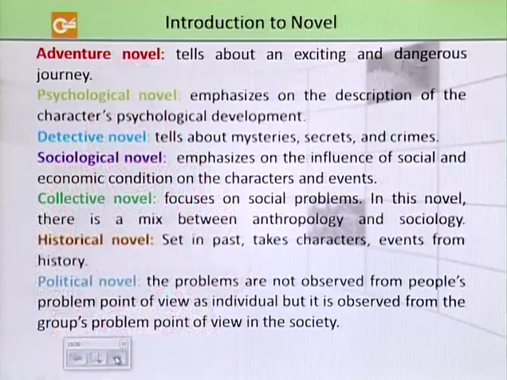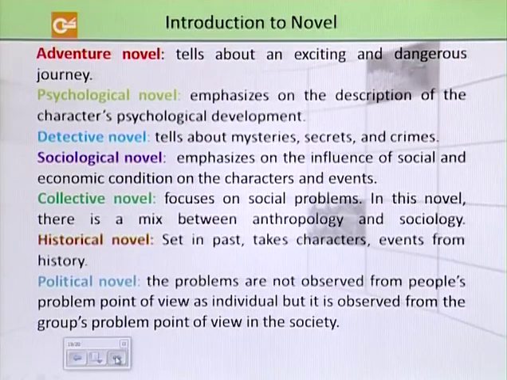Now, there are different types of novels. One is an adventure novel. It tells about an exciting and dangerous journey. Then there are psychological novels. They emphasize the description of characters' psychological development. Detective novels tell about mysteries, secrets and crimes. Sociological novels are usually about the influence of social and economic conditions on the characters and events.